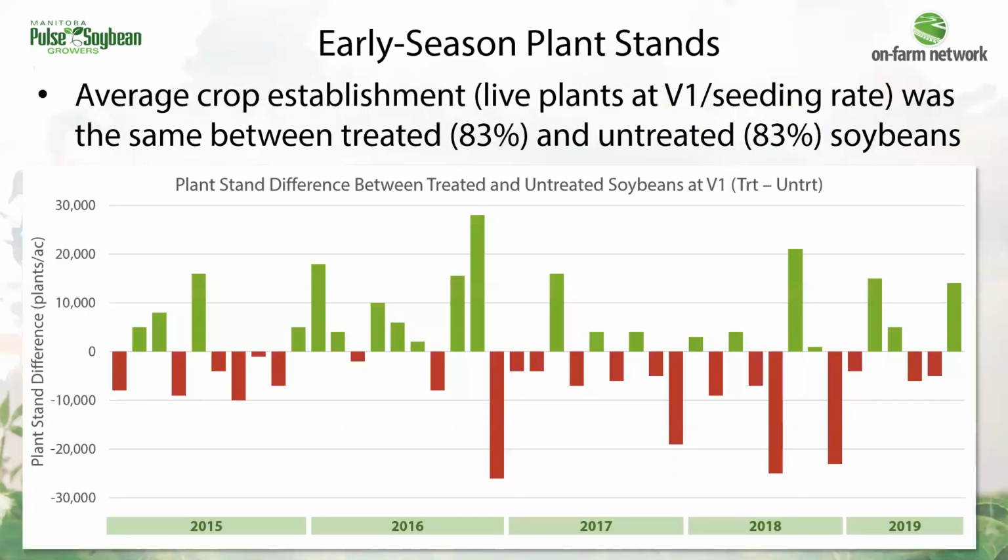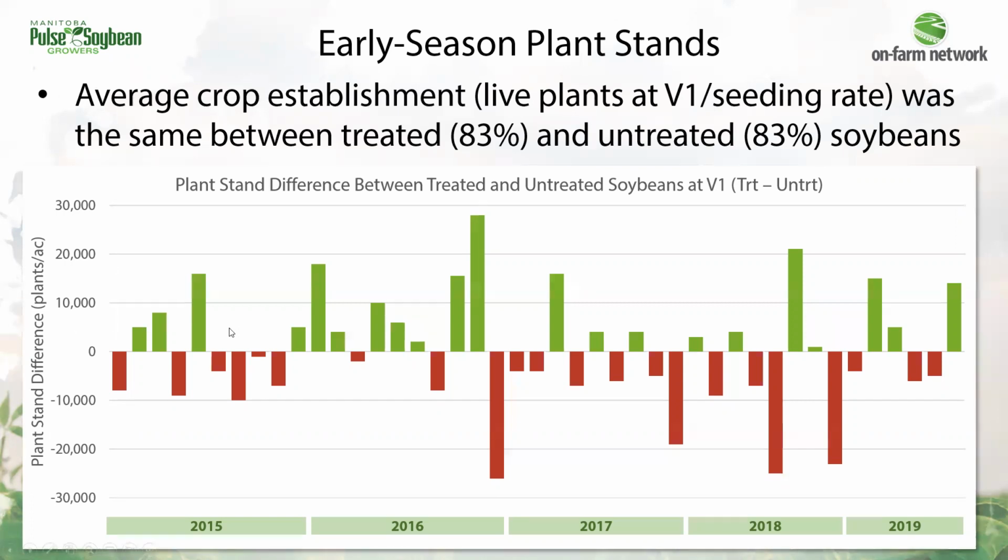So here are the differences in plant stand between treated and untreated soybeans for each trial. So what we've done here is taken the average treated seed soybean plant stand and subtracted the untreated plant stand. So for the bars in green, that's where there was a higher plant stand or a greater plant stand with treated soybeans. For the bars in red, there was actually a lower plant stand with treated soybeans.